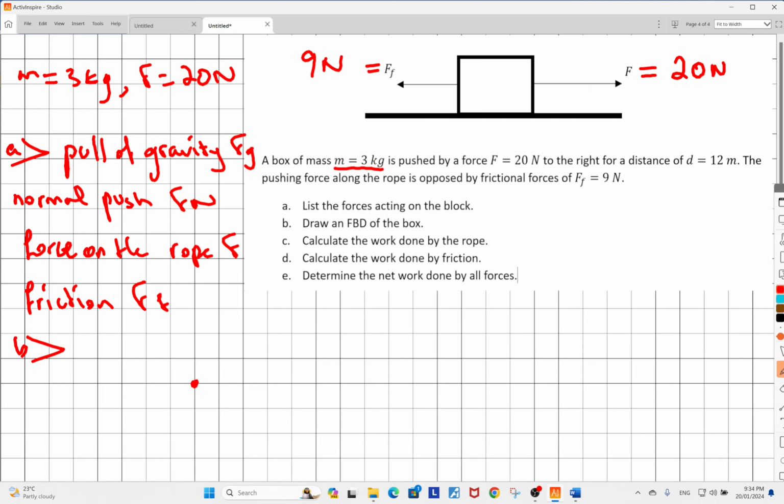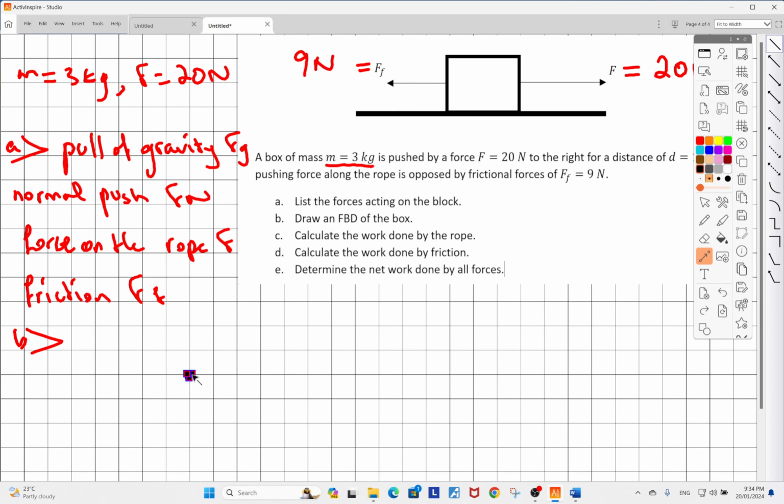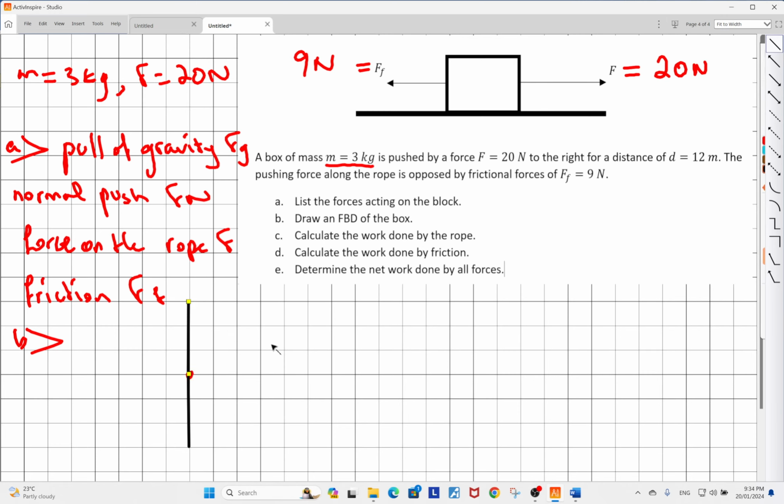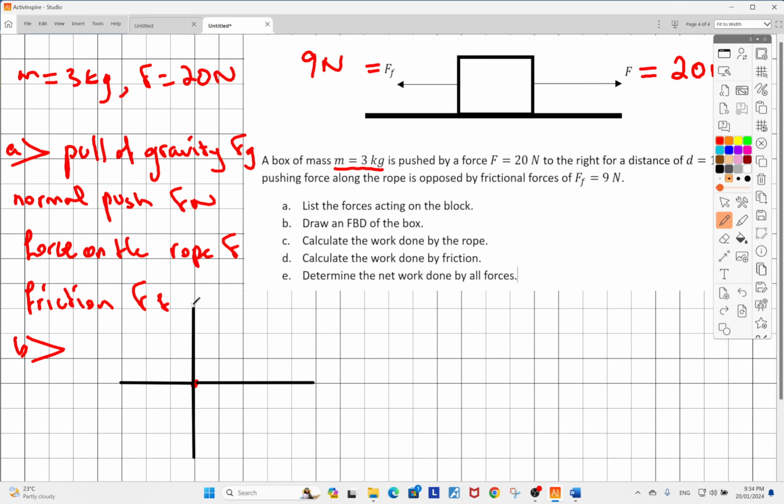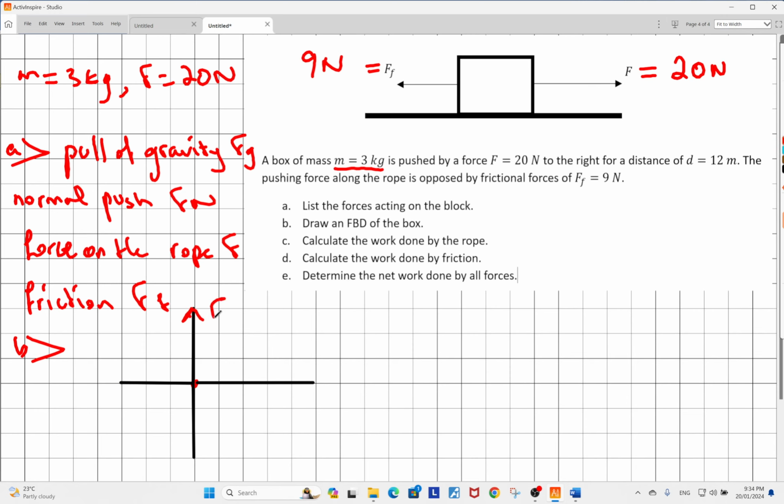Now in part B, we need to draw an FBD of the box. So this is the dot. We would have the force of gravity down, the normal push up, the capital F to the right, and the friction to the left.